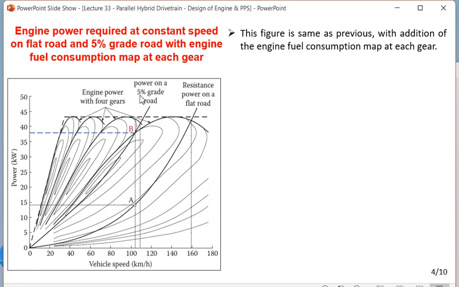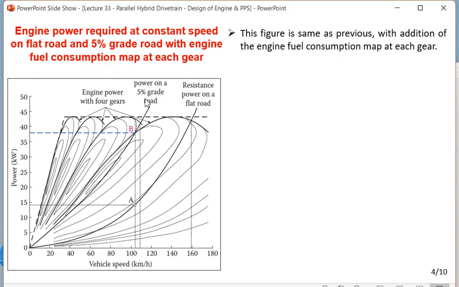So 5% grade means 0.05, tan theta. If you say a 20% grade, this will increase like anything. Sometimes it is possible that on a very high grade of 20%, the vehicle will not be able to climb. You are finding that on a 5% grade, the maximum speed is around 120 or so. So if you want to drive on a 5% grade road and you want 140 km per hour, it is not possible, because if you project this 140 km per hour at the top, it does not coincide with this 5% grade curve. That means you cannot have 140 km per hour speed on a 5% grade road.